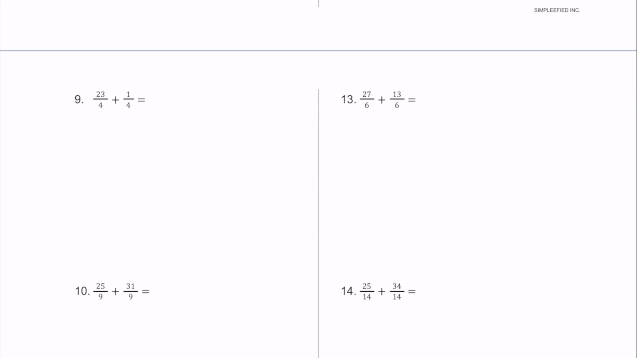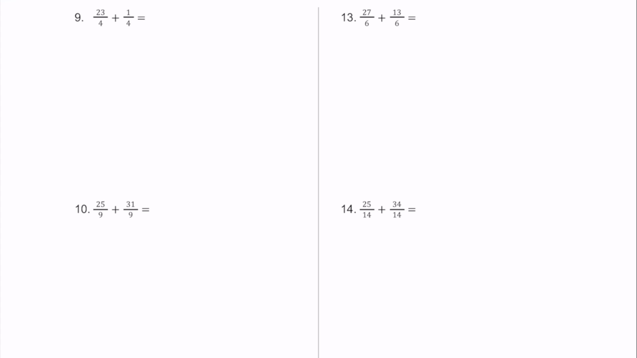All right, here is number 9. For number 9, we have this fraction of 23/4. We're going to add one more fourth to that. So we have common denominators of 4 here. Let's go ahead and just draw one fraction bar and put a 4 on the bottom. In the numerator, we have 23 plus 1. We're going to add those two numerators together. 23 plus 1 is going to be 24. So it's going to be 24 over this 4.